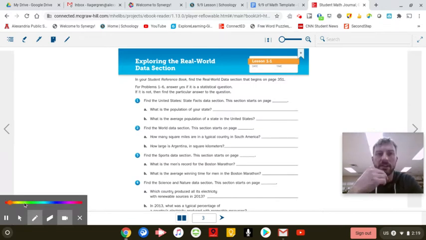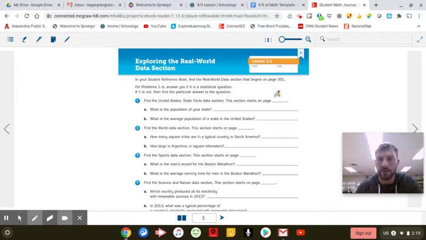So number 1 says, find the United States State Facts data section. This section starts on page what? We're going to skip that. I don't necessarily need you to dig through books right now, and I'm not going to give you that hardcover book, so we're skipping that.